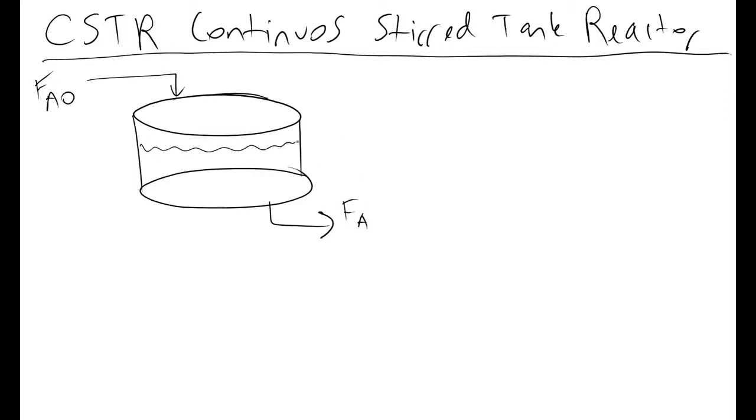And within the CSTR, we'll have some kind of solution and a propeller. The propeller refers to this stirred part. And by being stirred, what that means is that everywhere inside the CSTR, we are at some concentration Ca. And at this point, it's very important to note that with CSTRs, the outlet concentration is the same as the internal concentration of the reactor.